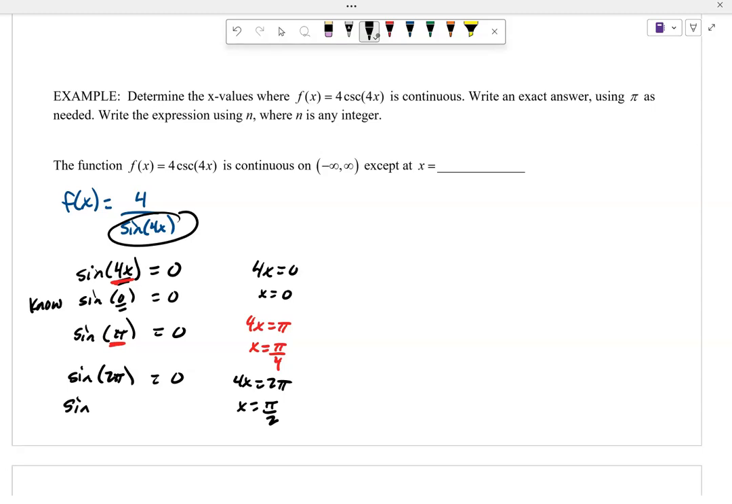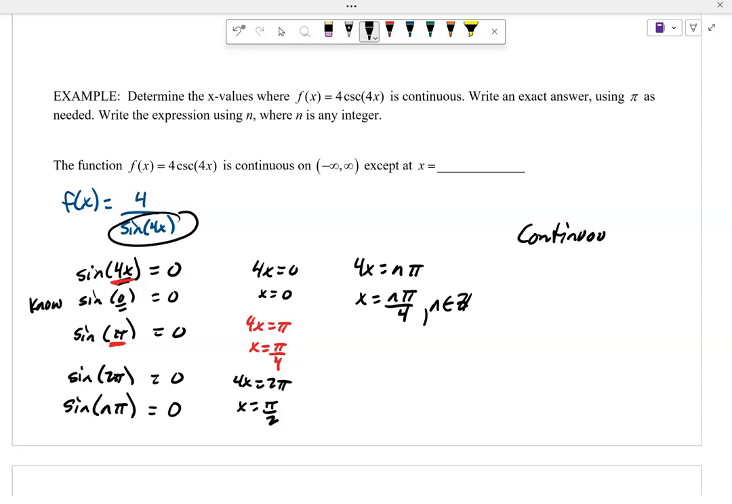This is the sine of n pi, n being an integer, right? So if n pi equals 4x, or 4x equals n pi, let me write the other way. 4x equals n pi, where n is an integer. So I have n pi over 4. Again, n is an integer. Then that will make this thing discontinuous, right?